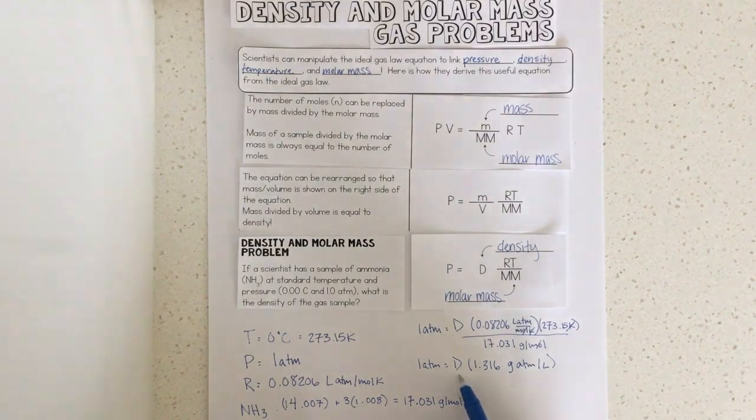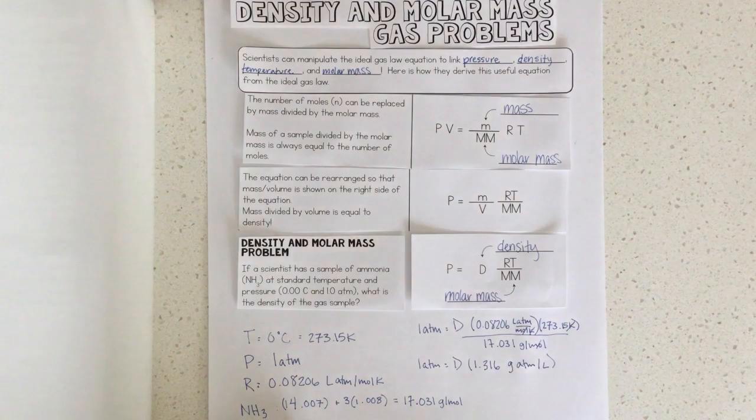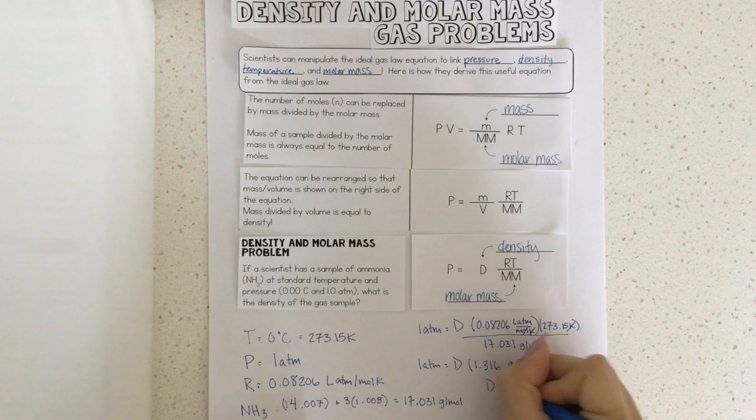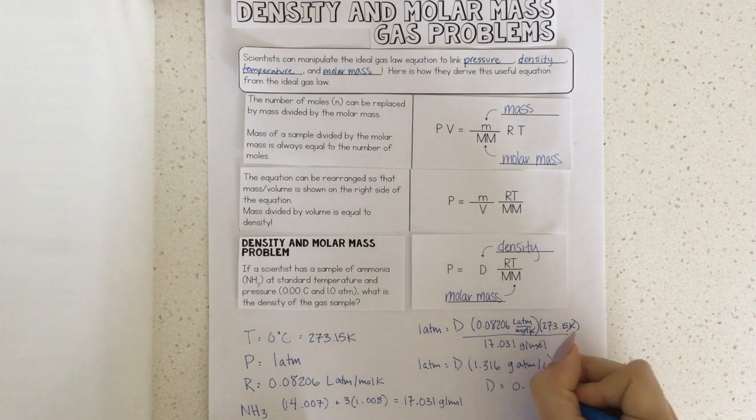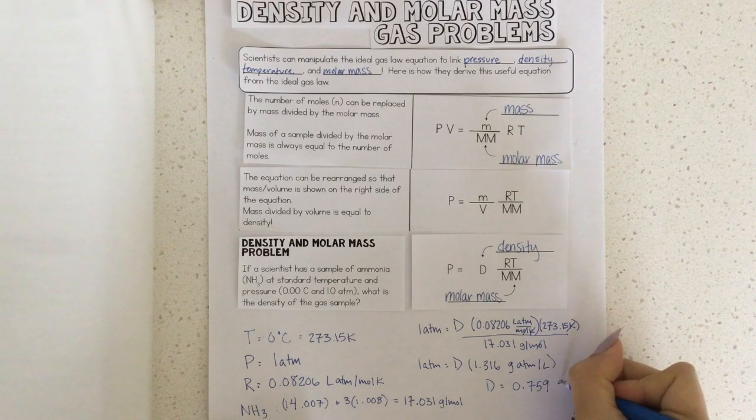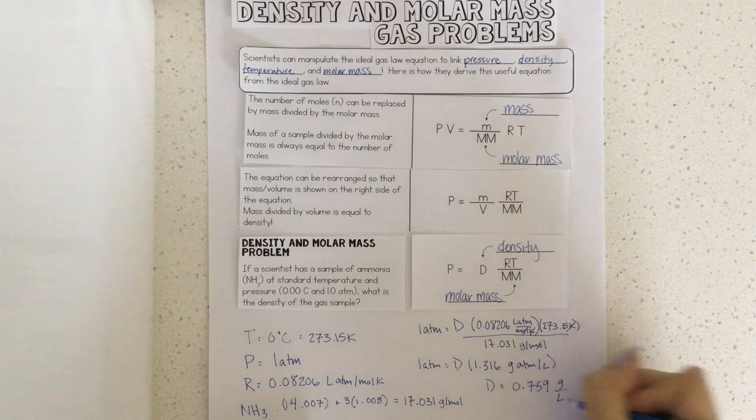To get density by itself, we have 1 atmosphere. We have to divide by this, and we should get density is equal to 0.759 units grams per liter of ammonia.